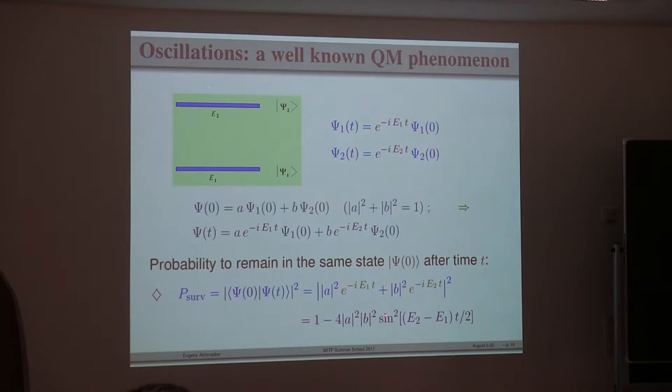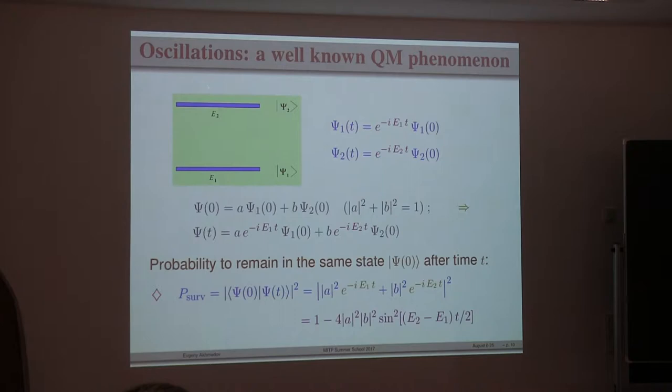So we have the oscillation amplitude given by 4 times A square B square, which means that if either A or B is 0, there will be no oscillations. And the oscillation amplitude is maximal when modulus of A is equal to modulus of B. And there is an oscillating term with frequency which is given by 1/2 of the energy difference between these two states. That's a well-known example from quantum mechanics.